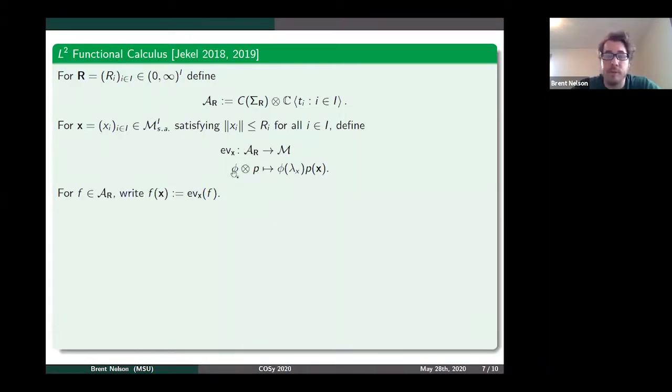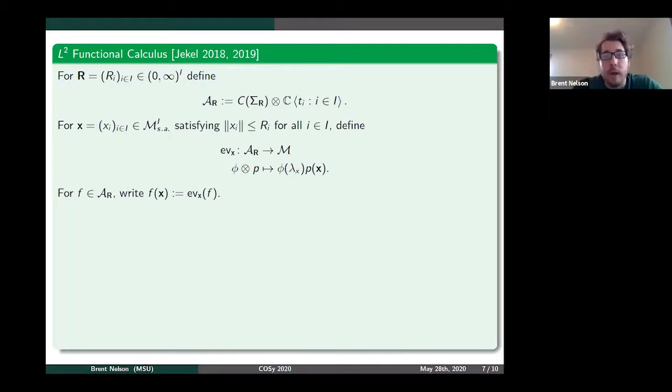So for the first tensor factor, you just evaluate it under the non-commutative law of this tuple X. And for the second one, you just plug in the operators into the polynomial, and this gives you some element in the von Neumann algebra. So I'm immediately going to abandon this evaluation notation, and instead for a general element, I'll just write f of x for the image under this evaluation map.